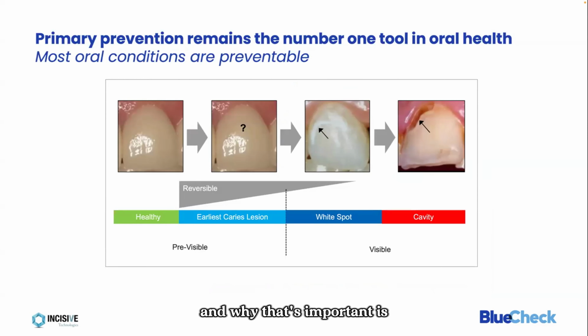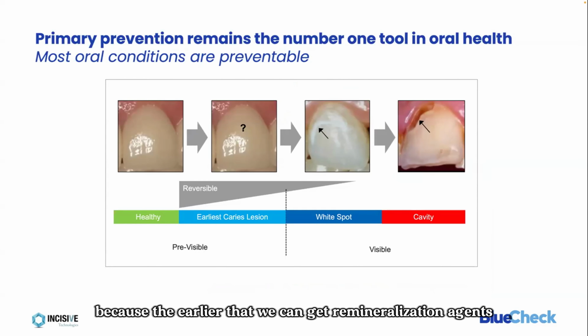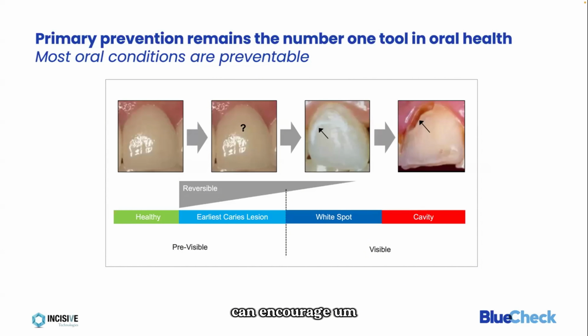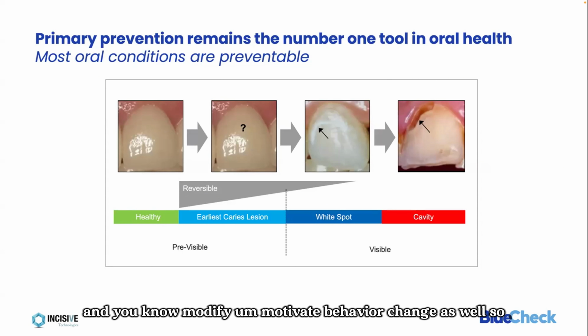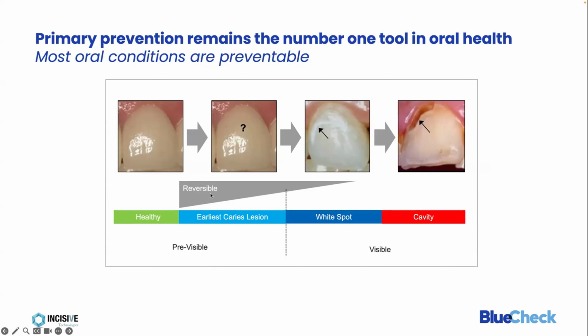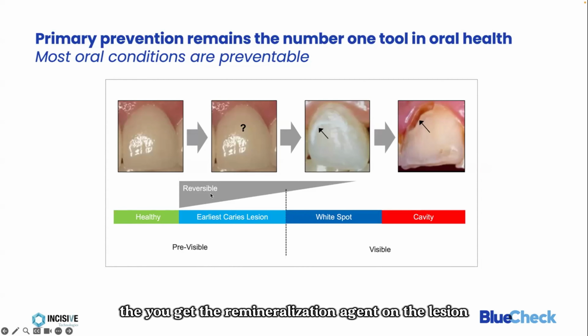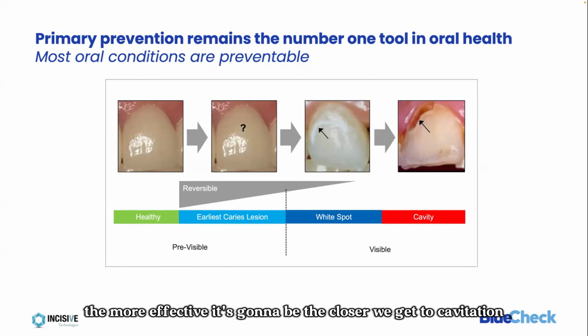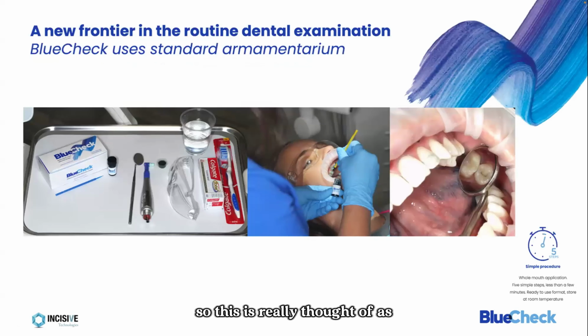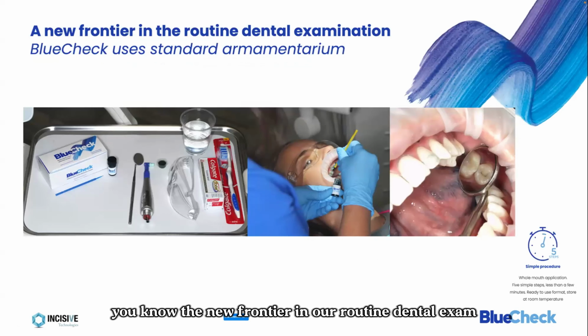And why that's important is because the earlier that we can get remineralization agents onto the tooth, the more effective they're going to be. And also, the earlier we can motivate behavior change as well. There's a lot of research showing the earlier you get the remineralization agent on the lesion, the more effective it's going to be. The closer we get to cavitation, the less effective those remineralization agents are going to be. So this is really thought of as the new frontier in our routine dental exam.